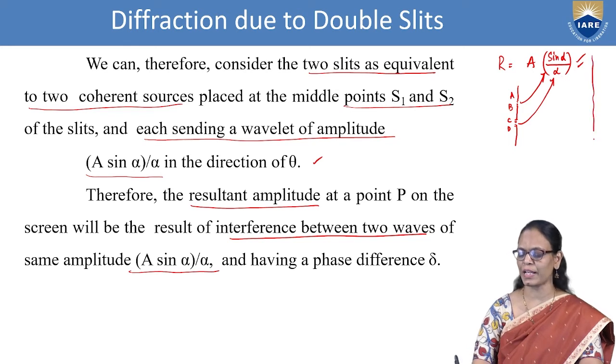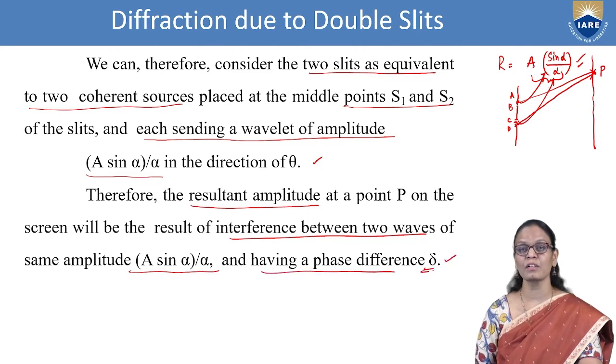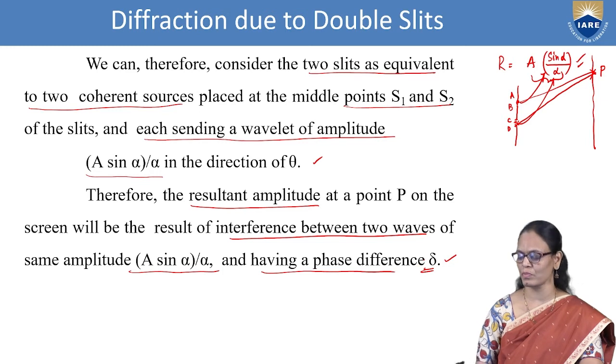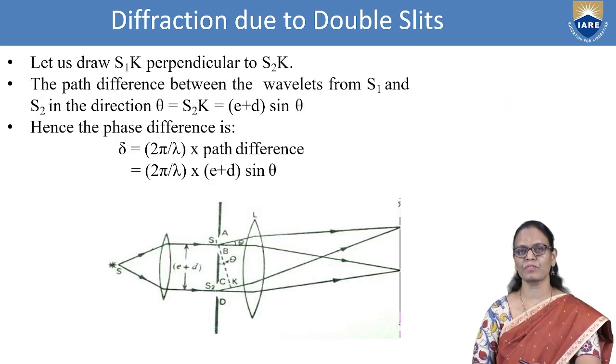Now if you keep a screen, and all the rays that are coming from AB and all the rays that are coming from CD are superimposing at a point P, this will be like a wave of resultant A sin alpha by alpha interfering with a wave of resultant A sin alpha by alpha. And they have a phase difference of delta. Let delta be the phase difference between these two resultants. So how are we going to derive the expression?